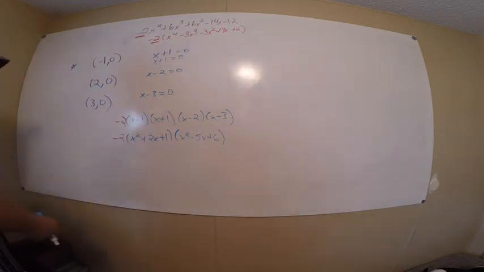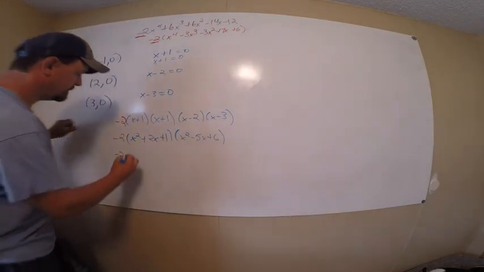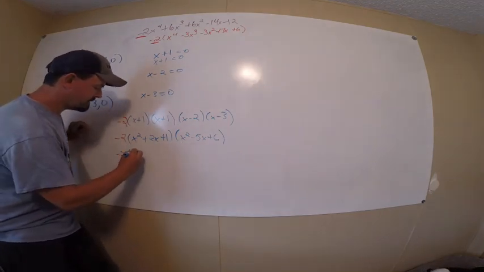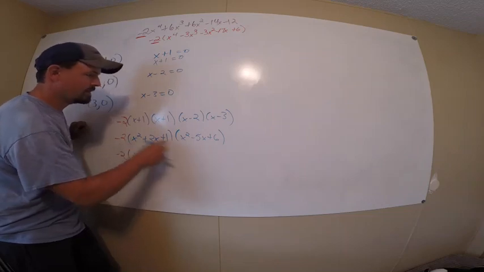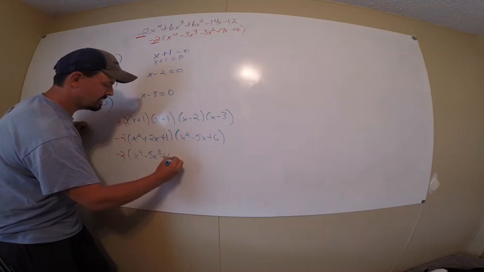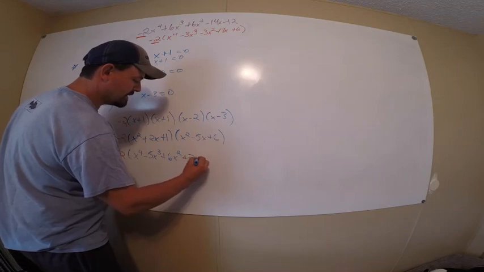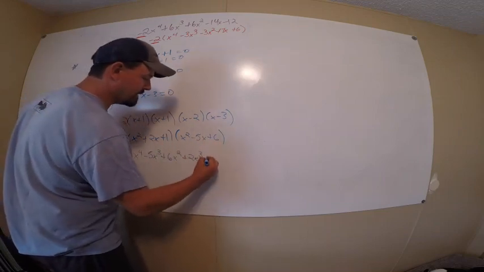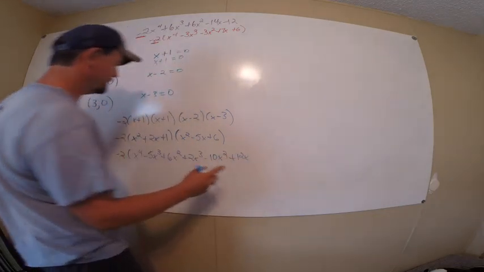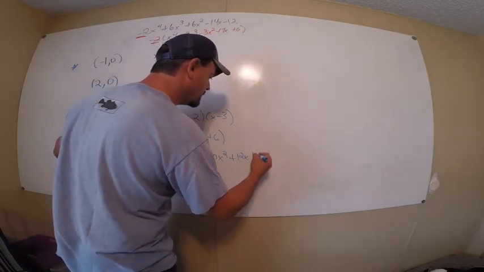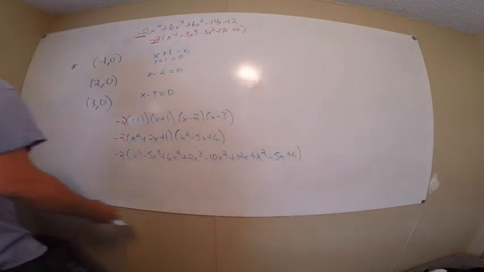Now, I'm going to FOIL those two together as well. Keep my negative 2 out front. X squared times x squared is x to the 4th. X squared times negative 5x is negative 5x to the 3rd. X squared times 6 will be plus 6x squared. 2x times x squared is 2x to the 3rd. 2x times negative 5x is negative 10x squared. 2x times 6 will be plus 12x. And the last one's easy. It's just everything multiplied by 1, so x squared minus 5x plus 6. Obviously need to simplify that.